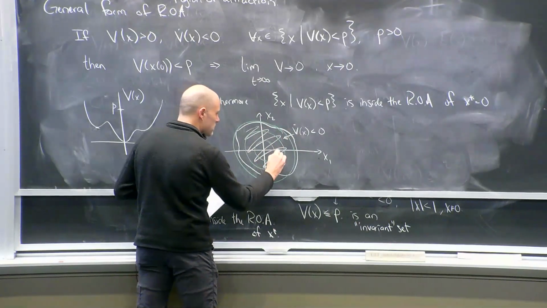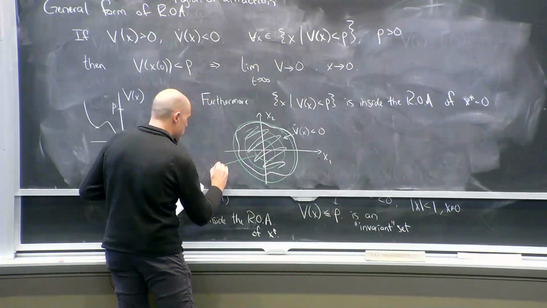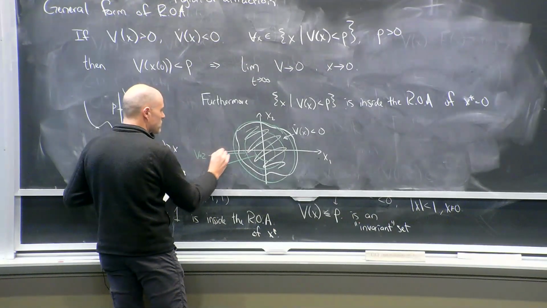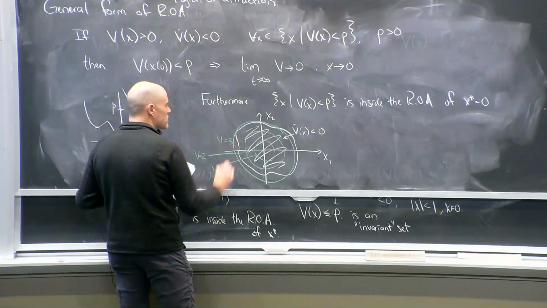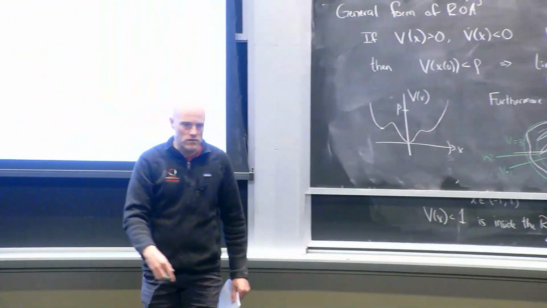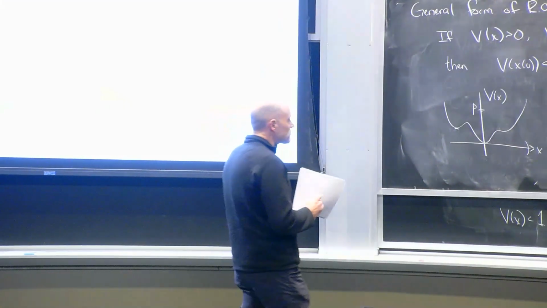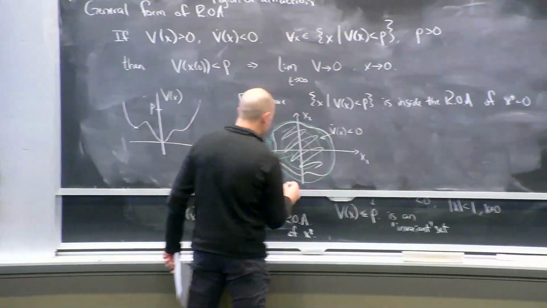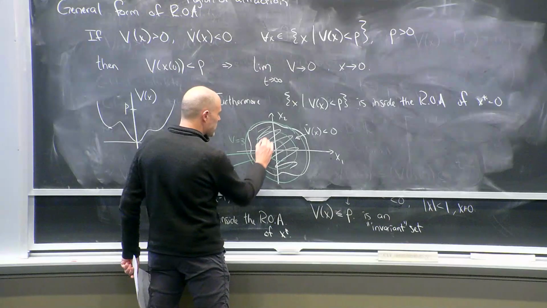This is like v equals 1, v equals 2, v equals 3. Okay, so I've got some Lyapunov function, and I have some downhill conditions. Okay, so the trick is, V2 is an invariant set.